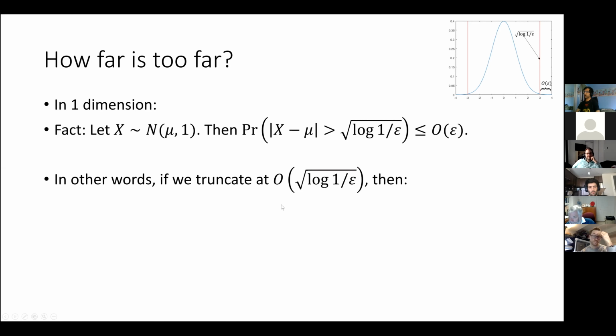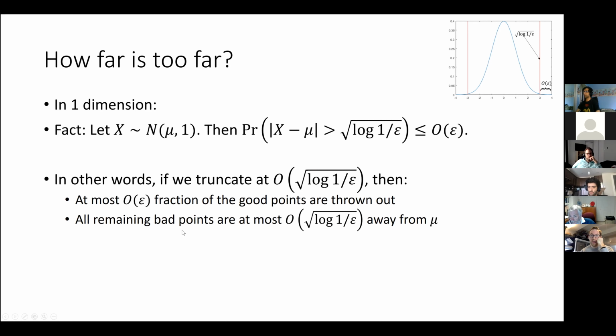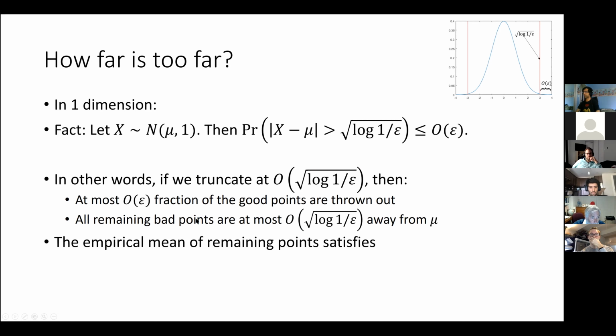So in other words, if we truncate, that is remove any point which is root log 1 over epsilon far from all the other points, then we'll have the following two guarantees. First, using this tail bound, we'll remove at most an O of epsilon fraction of the good points, and simultaneously, all the remaining bad points are at most O of root log 1 over epsilon away from the mean. Putting these two points together in a careful way, the empirical mean of the remaining points satisfies the robustness guarantee we wanted. So it seems like in one dimension, this very simple algorithm, remove the far points and take the empirical mean, was very effective. It'll give you this epsilon root log 1 over epsilon answer.